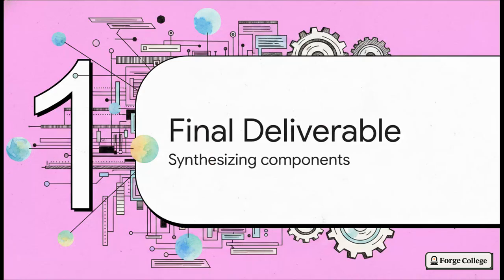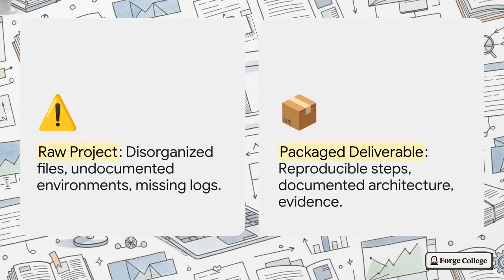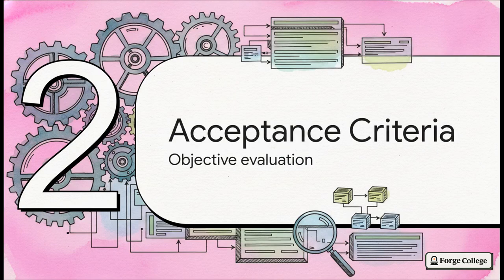Starting right off with Section 1, the final deliverable, synthesizing your raw components. Building heavily on our previous lesson, you remember the one on deployment rehearsal and testnet interaction? It's time to move away from those isolated scripts in your messy workbench. Look, a raw project usually means disorganized files, undocumented environments, and missing terminal logs. Basically, a reviewer's absolute nightmare. But a packaged deliverable? That has completely reproducible steps, clearly documented architecture, and verified evidence. It's literally the difference between asking someone to just kind of guess how your code works and handing them a pristine, crystal-clear technical patent.